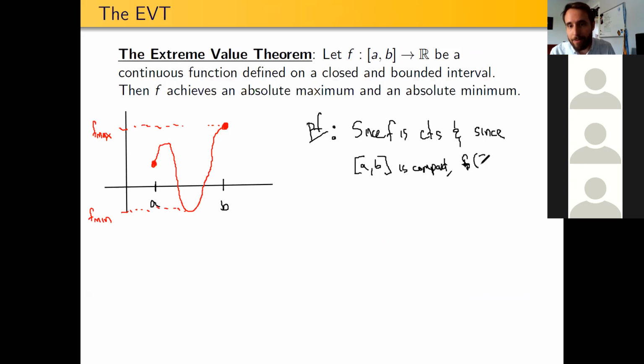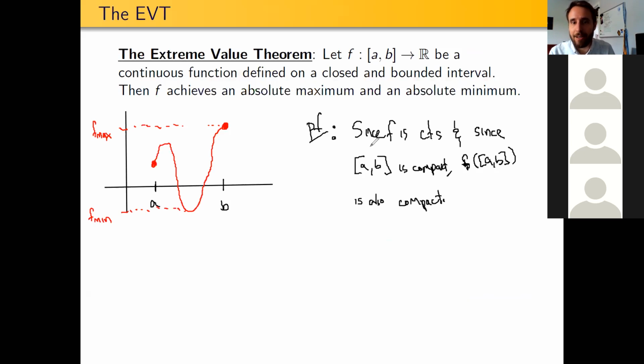the expression f of a to b, the image of the function, is also compact. Furthermore, since the image is compact, that means it's closed and bounded. Since it's bounded, it has a least upper bound and a greatest lower bound. And since it's closed, those two elements are in the set itself.